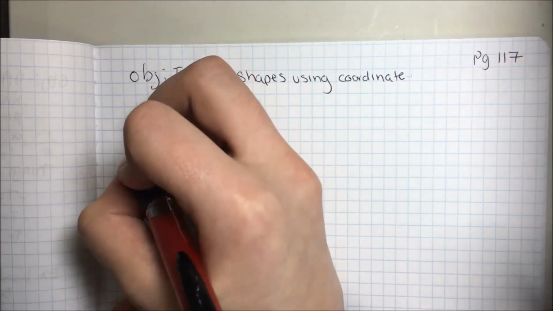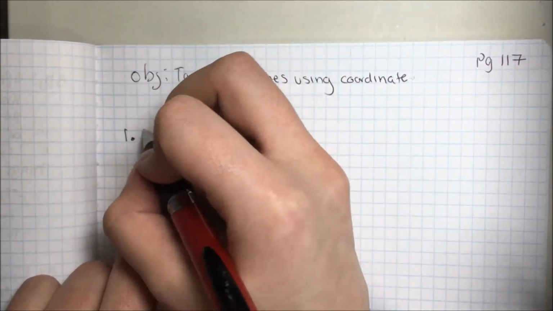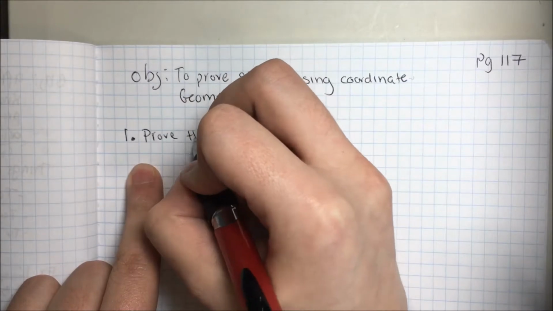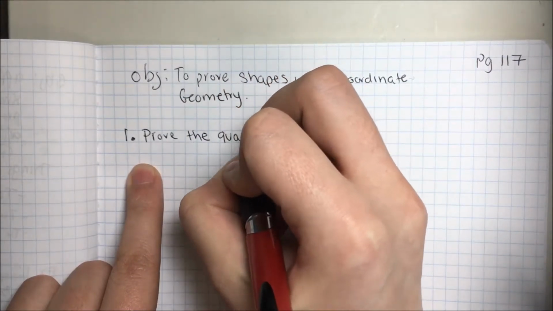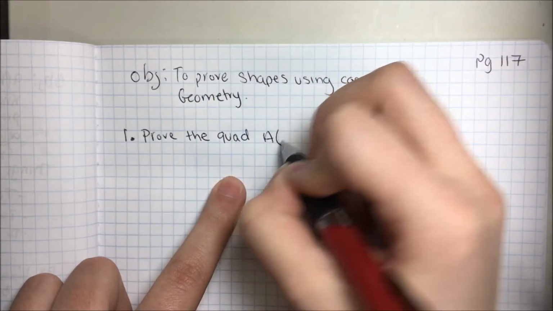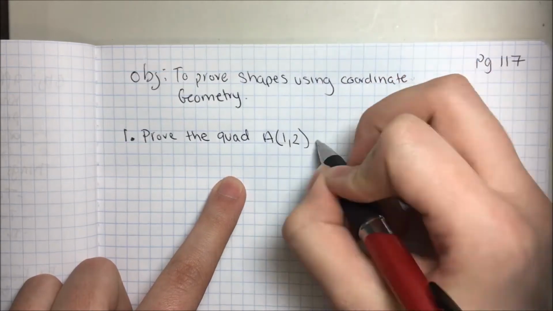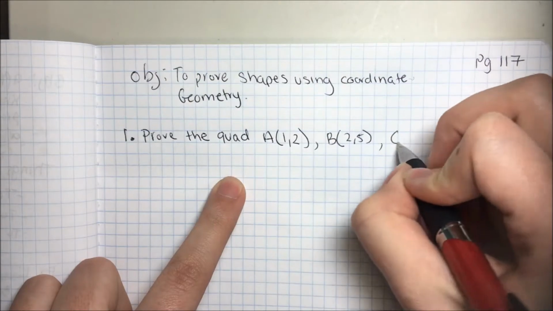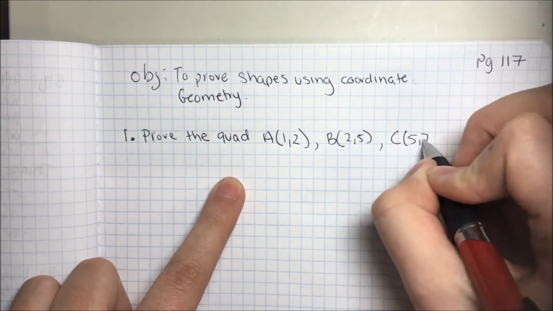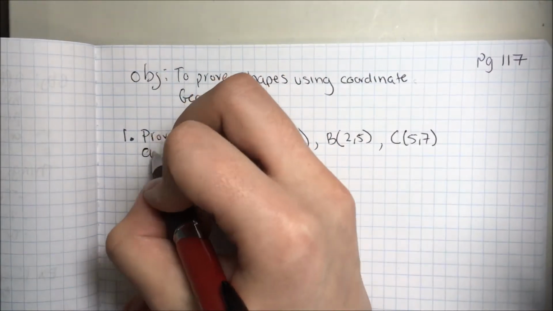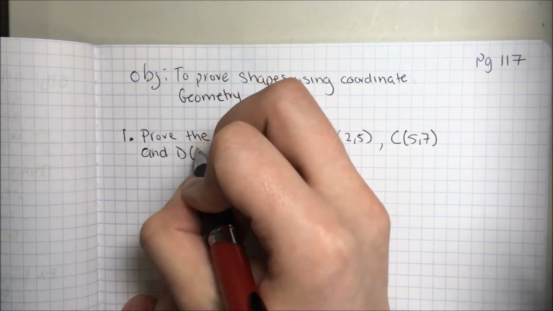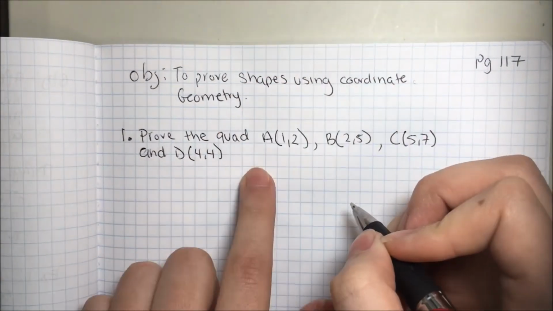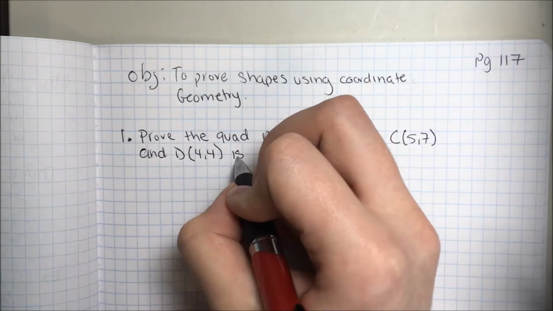So we're going to start with our first example, and it's going to be prove the quadrilateral with points A (1, 2), B (2, 5), C (5, 7), and D (4, 4). So we want to prove this quadrilateral is a parallelogram.